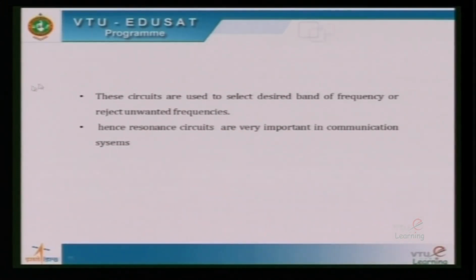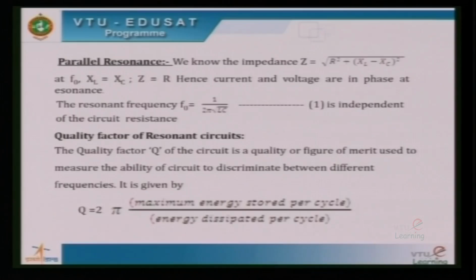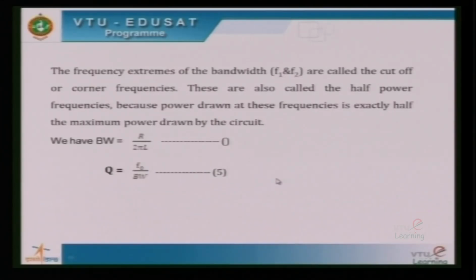Further important parameters of the LCR circuit, such as quality factor. Quality factor of the circuit is the figure of merit used to measure the ability of the circuit to discriminate between different frequencies, and it is given by, in terms of inductive reactance, omega naught L by R, or in terms of capacitive reactance, 1 by omega naught C R. Or we can also define quality factor in terms of bandwidth.